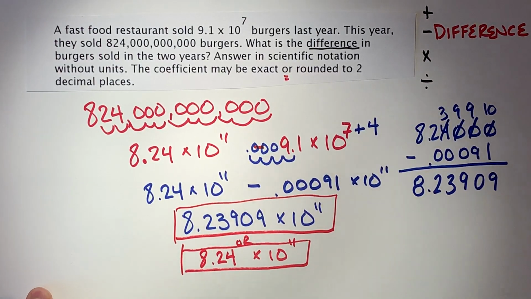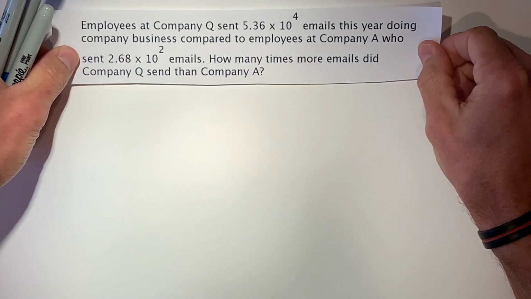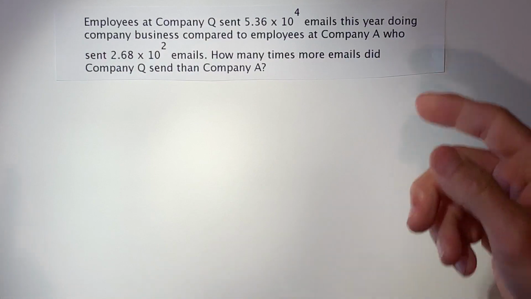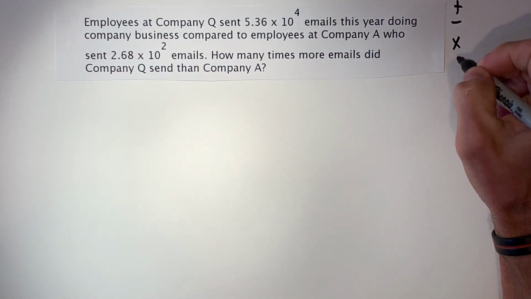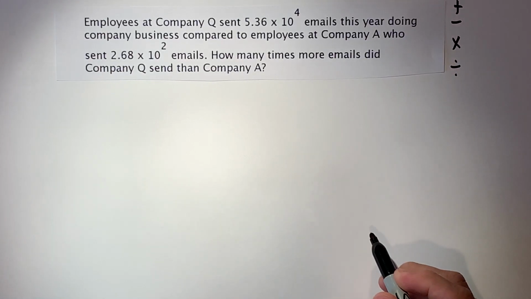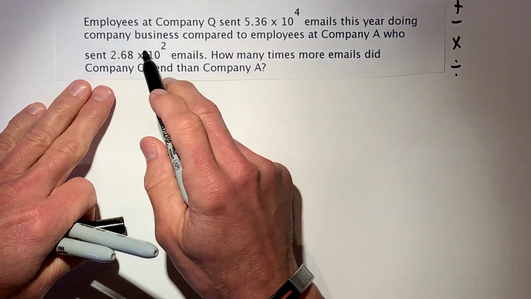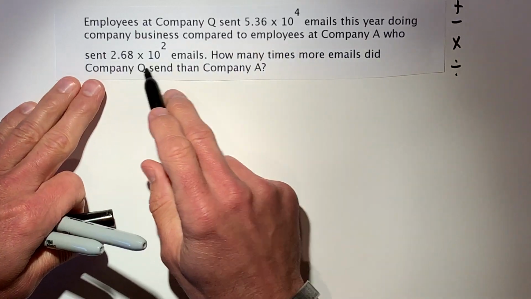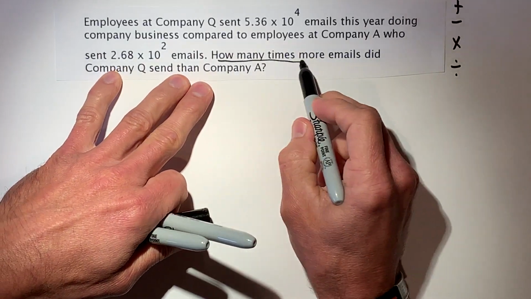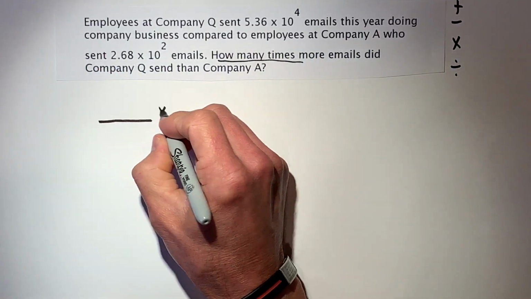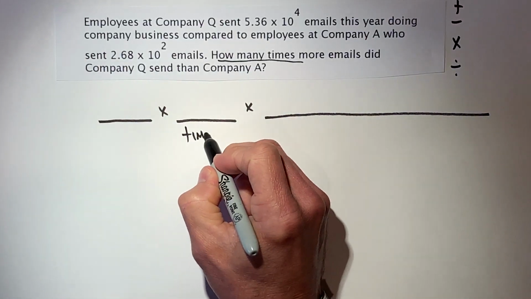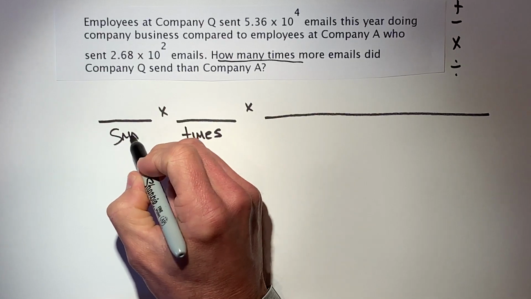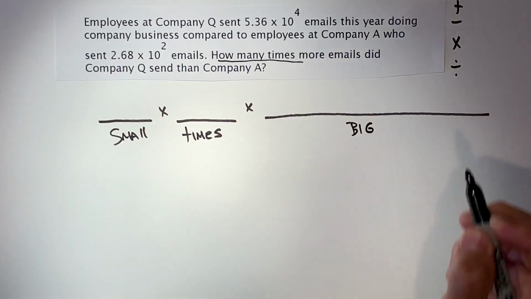Now this video is going a little long. Let's go ahead and wrap this up with our last example. And finally, if we were trying to look for our add and subtract and multiply and divide keywords, I read the question through. It mentions employees, company A who's sent this many emails. How many times? Here we go. How many times? As soon as I see how many times, it makes me think of that same setup where the times goes here, small goes here, and big goes there.